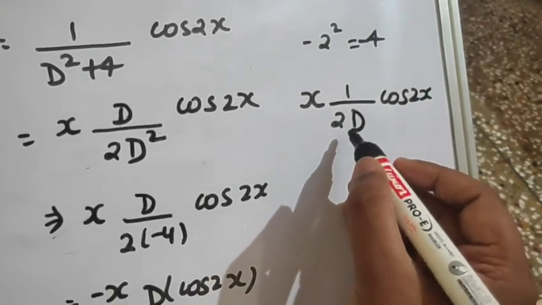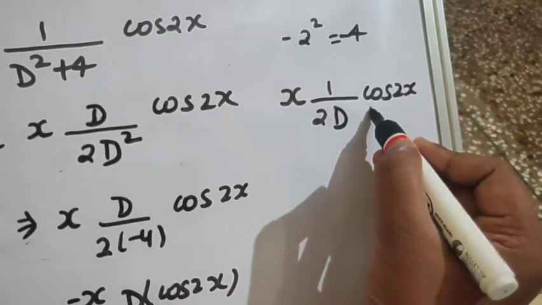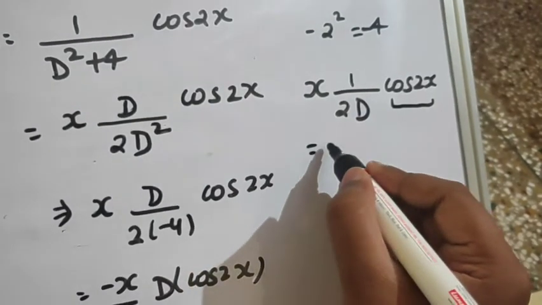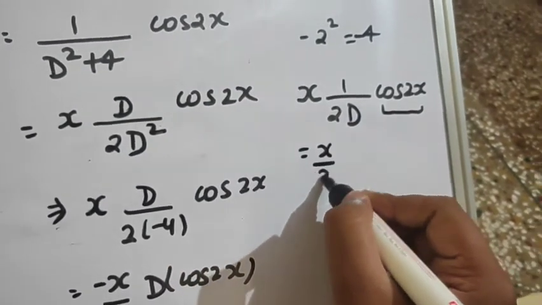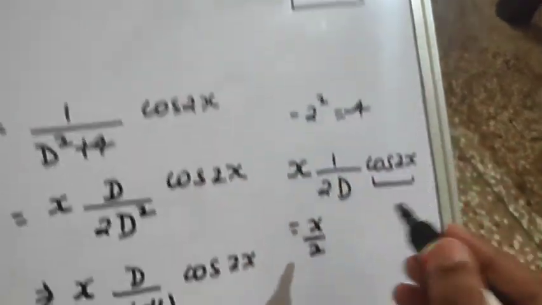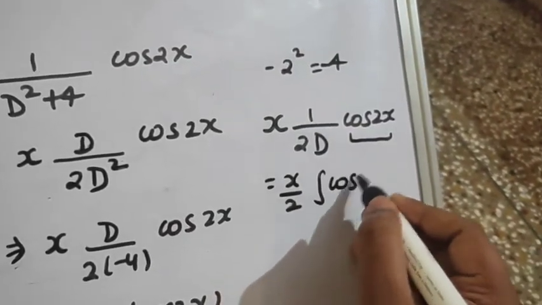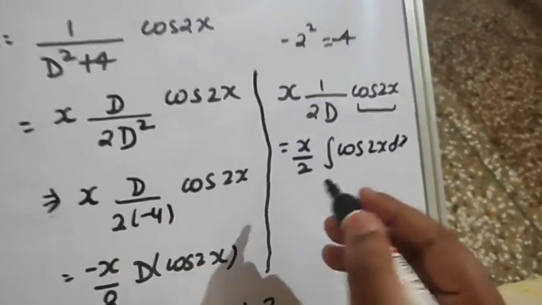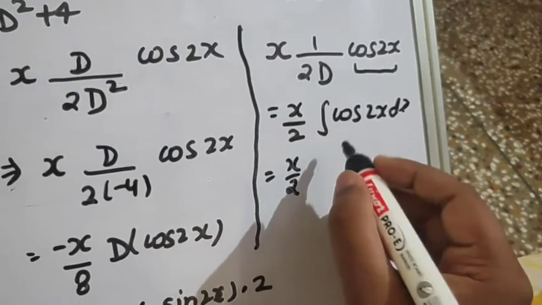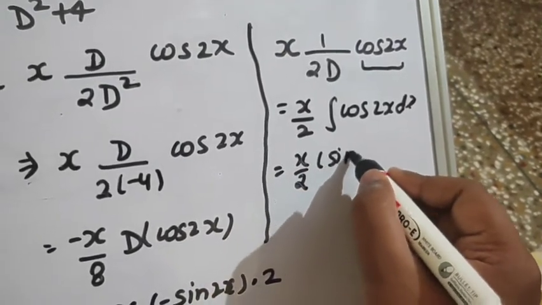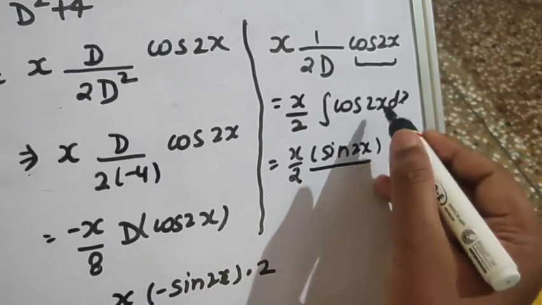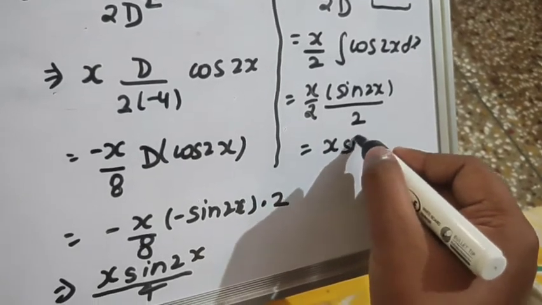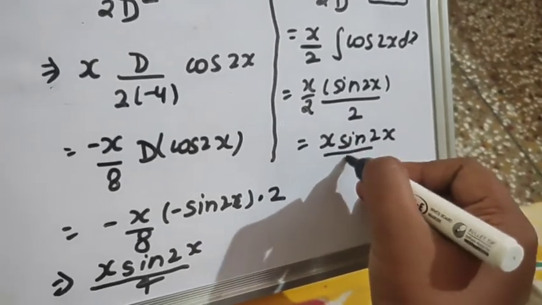So the operation will be done only on this portion, because x is not an inside operator, x is outside. So you write x outside, and this 2 can also be taken outside. 1 by D is the same as integral, so you write the integral of cos 2x dx. Now this is a separate approach, you can use either of these. So x by 2 times the integral of cos 2x, which is sin 2x divided by the derivative of 2x, which is 2. So you're getting the same thing, x sin 2x divided by 4.